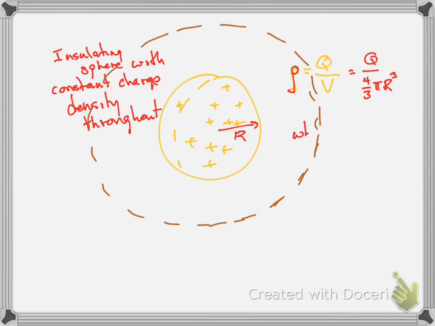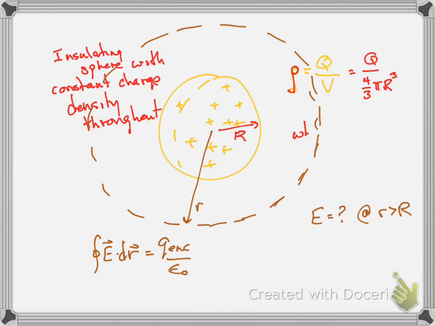And we will ask, what is the field at a distance little r from the center of the sphere, where little r is bigger than big R? E is equal to what at little r bigger than big R? So we would go through the whole process of saying, okay, we understand that this has a spherical symmetry. We're going to apply Gauss's law to the Gaussian surface, E dot dA equals charge enclosed over epsilon 0. And again, remember, what is given is the radius of the inner sphere and the charge density of the inner sphere. We haven't given you the charge of the inner sphere.